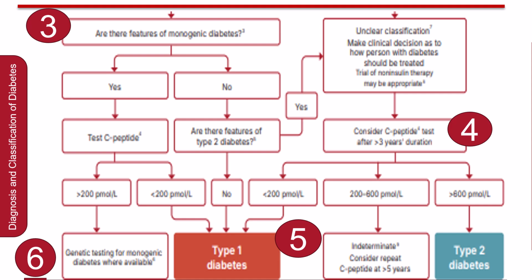Step 6. Make a clinical decision for unclear classifications. If classification remains unclear, decide the appropriate treatment based on the patient's clinical profile. A trial of non-insulin therapy may be appropriate.